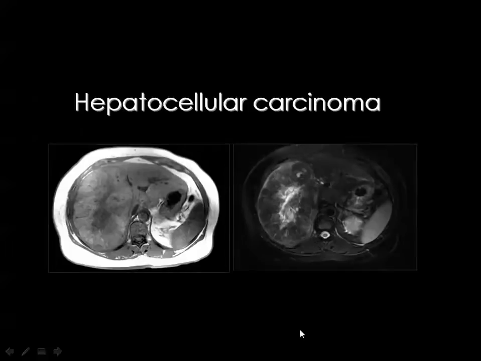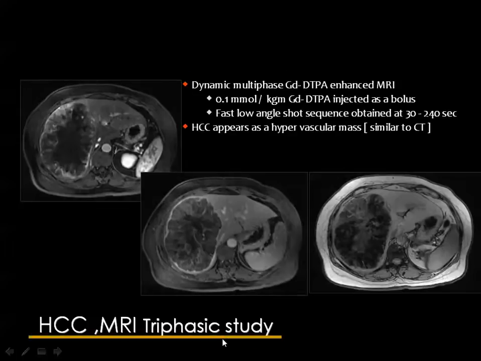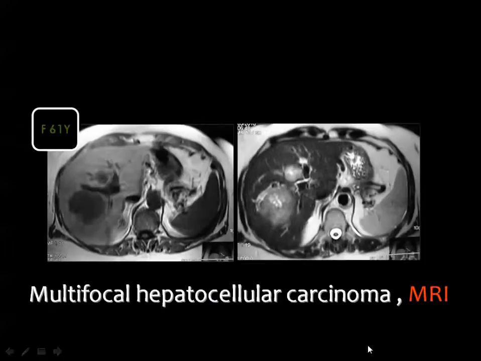hepatic lobe. And this is MRI T1 and T2 weighted image of a big hepatocellular carcinoma occupying most of the right hepatic lobe, showing intermediate signal in the T1 as well as in the T2 weighted image. And this is the arterial phase, the portal phase, and the delayed phase of the same case.